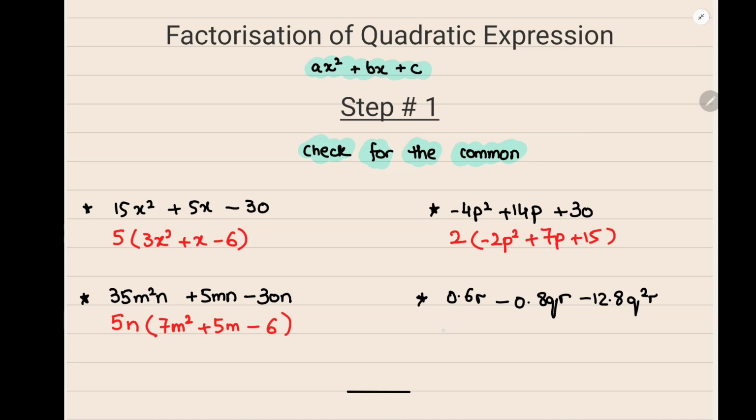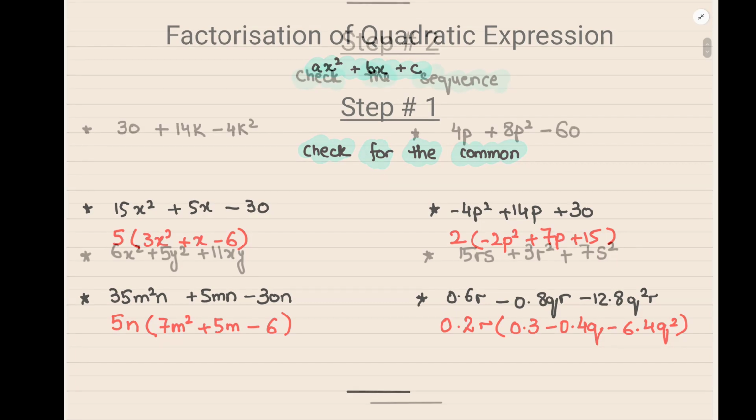Now here, with the decimals, I can take 0.2 common, so it should be 0.3. Oh, I can take r as well. 0.2r, so it would be 0.3 and negative 0.4q minus 6.4q squared. So this should be our first step. Always, whenever you find the general format of a quadratic expression, you need to check for the common.